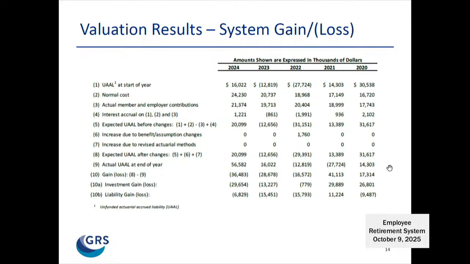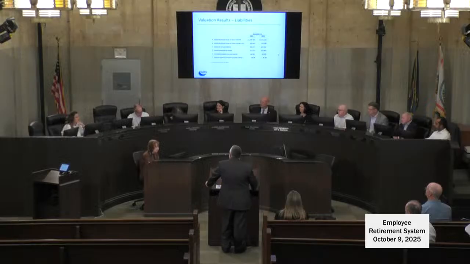And I have a question about that, if I could. I noticed that each year we've been decreasing the number of years that it's amortized over. Is there a target that we're trying to get to on that?